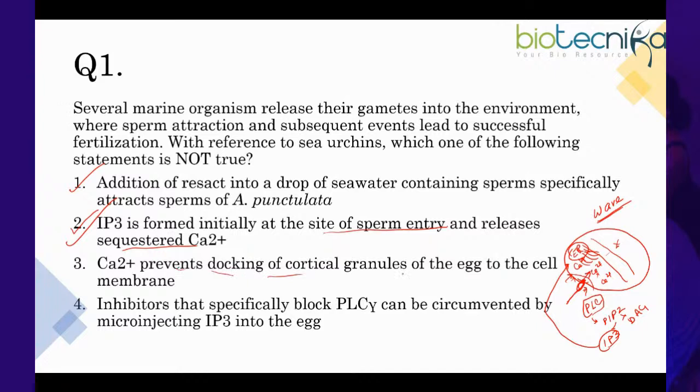Calcium prevents docking of cortical granules of the egg to the cell membrane. Now, we know that just under the cell membrane you have these cortical granules. When the sperm binds, these cortical granules will release their contents outside the plasma membrane. Outside the plasma membrane you have a vitelline envelope also. So there it will be releasing the contents of the cortical granule. This process is called cortical granule exocytosis. Exocytosis means throwing out of the cell.